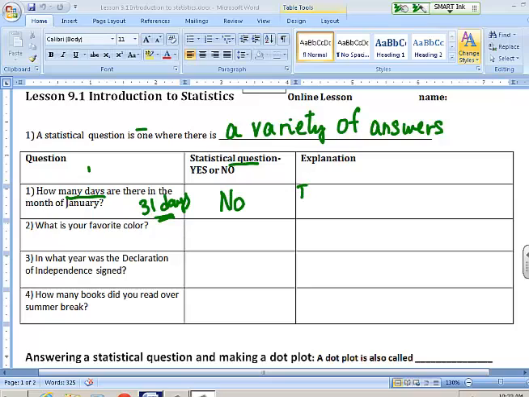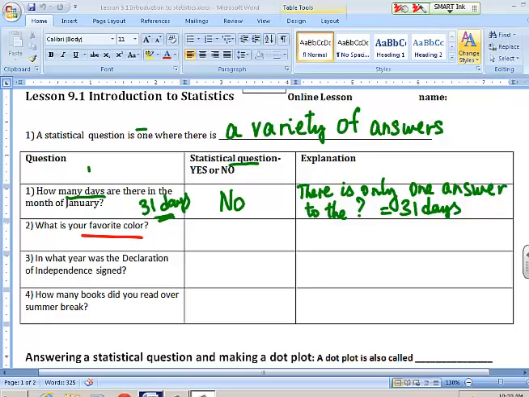And the explanation is that there is only one answer. There is only one answer to the question, which is 31 days. That's why it's not a statistical question. Now let's take a look at the second question.